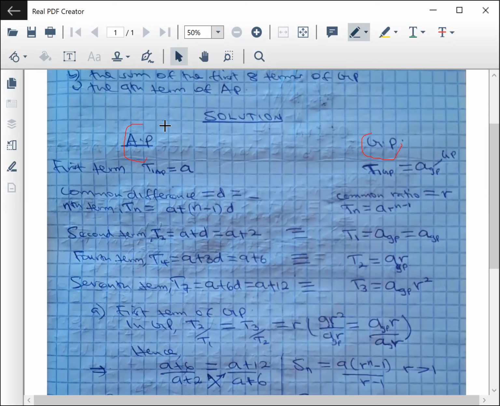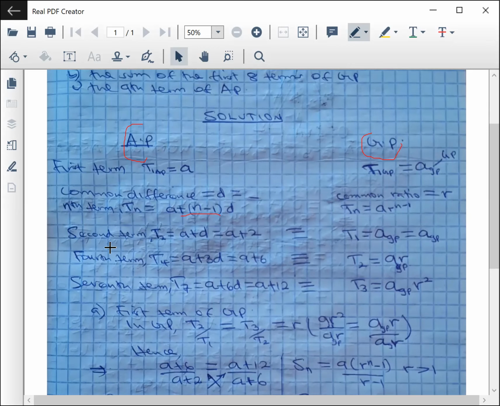Then for the AP, you find that the nth term, Tn, is given by A plus, open bracket, n minus 1, D. But for the GP, the nth term is given by A r power n minus 1.